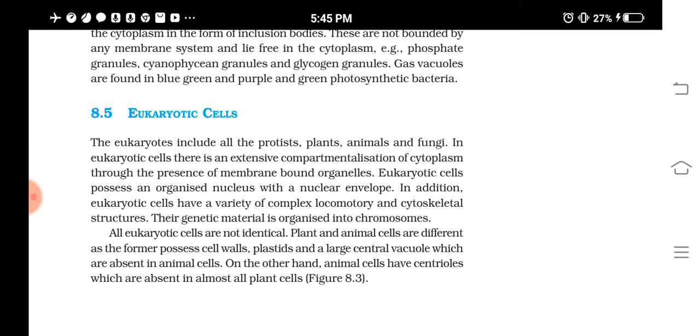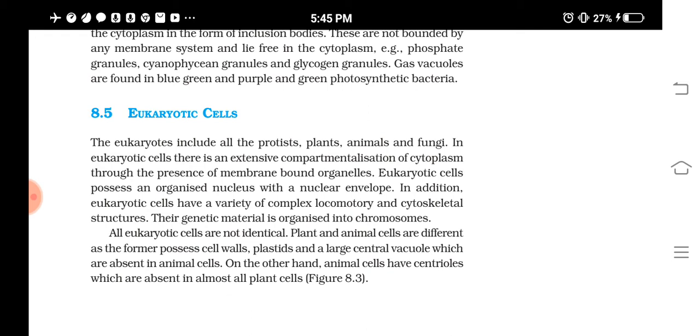Proteins are there as cytoskeleton structures, okay, and the genetic material is found in chromosomes. DNA is arranged in chromosomes, and these chromosomes are linear, okay, not in circle. They are linear and they are in pairs.